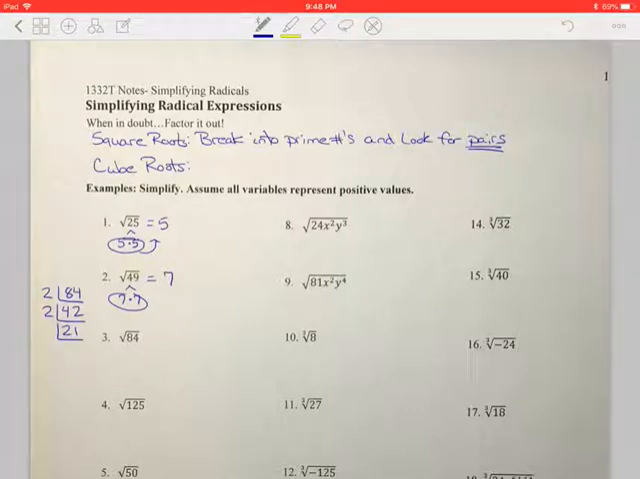Now each time I do this, the number on the outside has to be a prime. So I don't want to do something like 4 or 8 or 12. I have to do prime numbers. Alright, so I keep going until I get down to all primes. So what that tells me is that the square root of 84 is really the square root of 2 times 2 times 3 times 7.